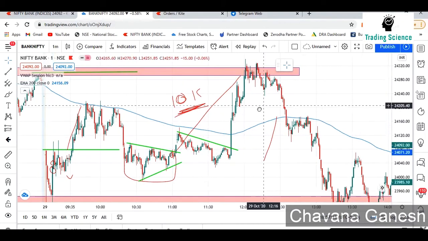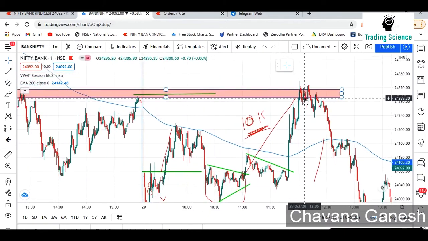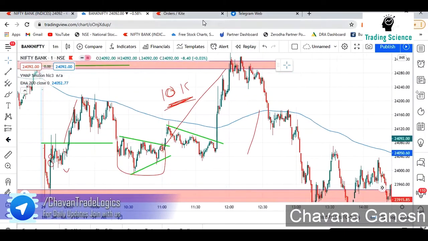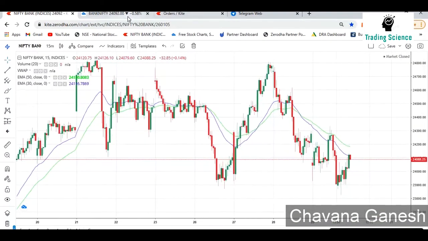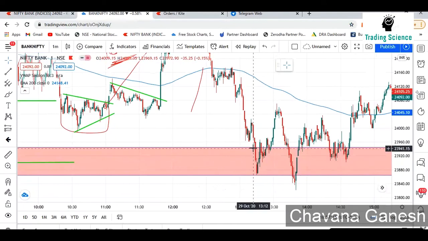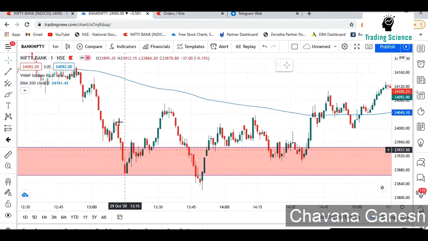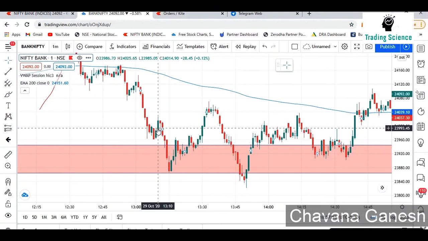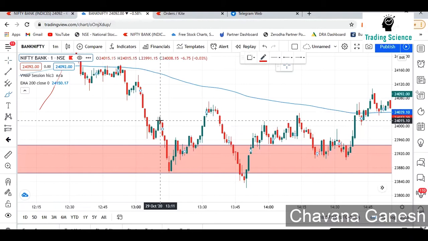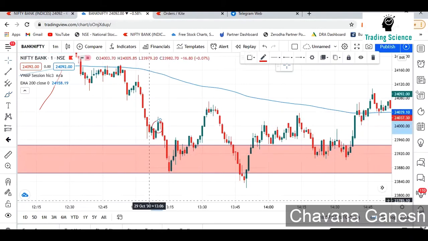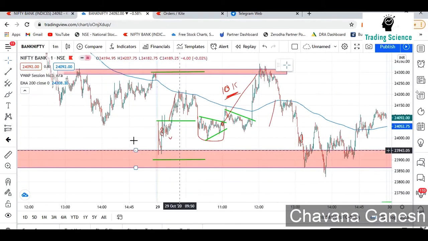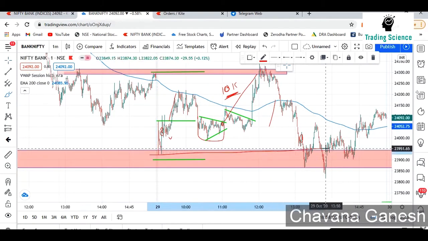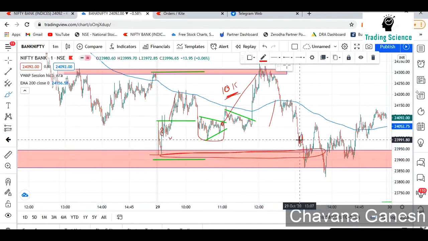After this, it reached these resistance levels, and I came down. The next trade I took at 13:1, meaning 11:1. Let me show you why I took this level. Exactly at this level, when I saw this bullish candle, I took the positions again, because here it reaches the supporting levels. I expected bullish moves from here.